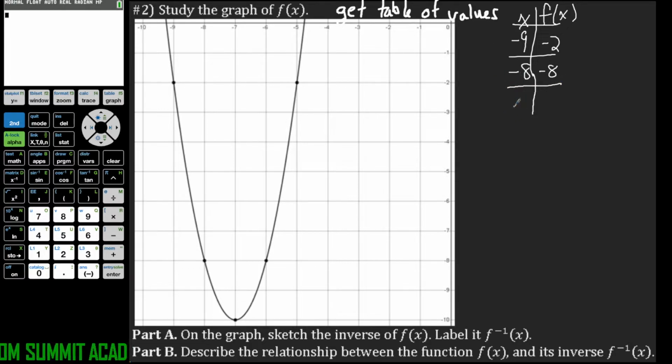Next point, our min is going to be at -7. So let's say -7 and -10. So probably going to have about 4 ordered pairs on this graph.